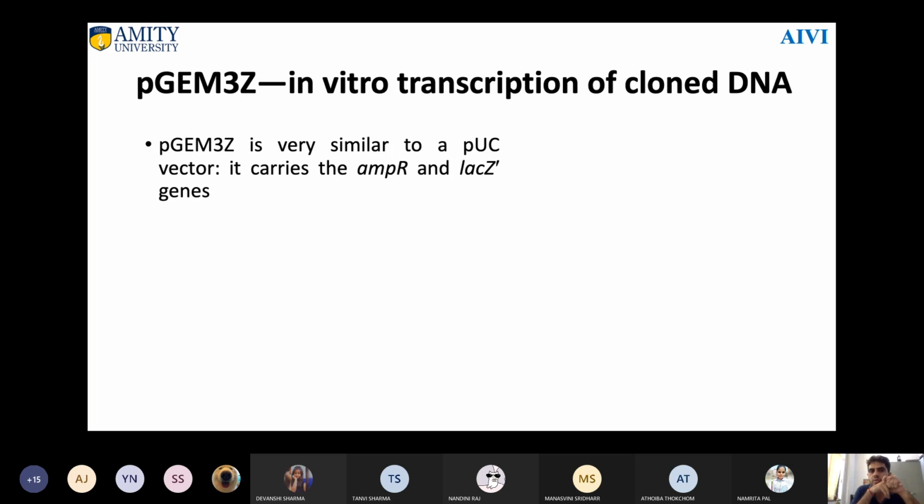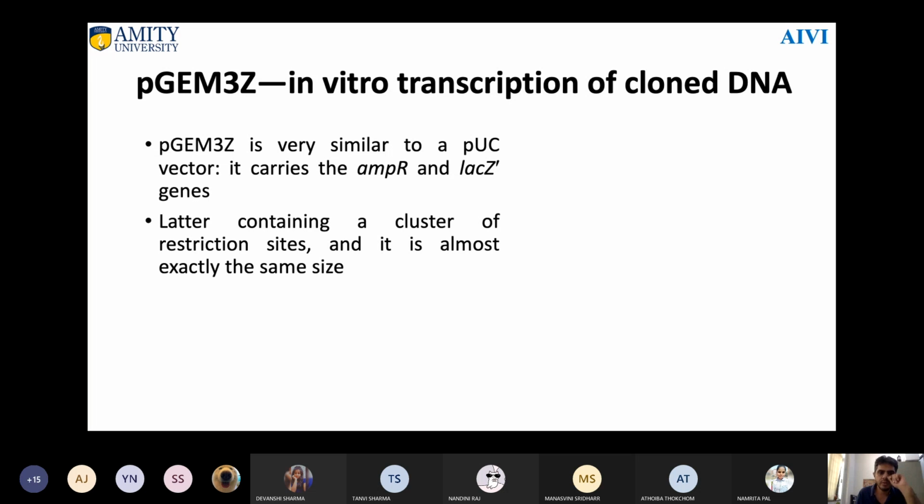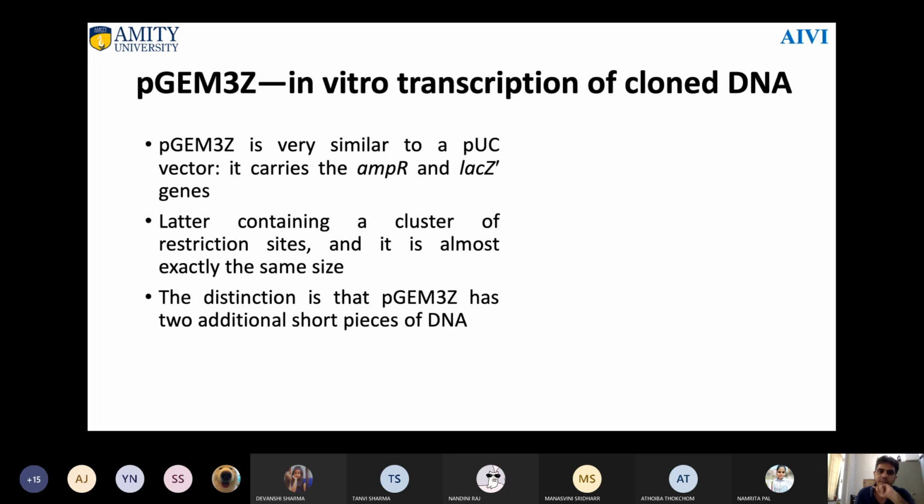Now we are going to talk about transcription of cloned DNA. When we say transcription, it means we are going to talk a bit about expression. So what is this vector pGEM3Z going to have? It is very similar to pUC vectors, meaning it is going to carry ampicillin resistance and also the lacZ gene, and a cluster of restriction sites exactly the same.